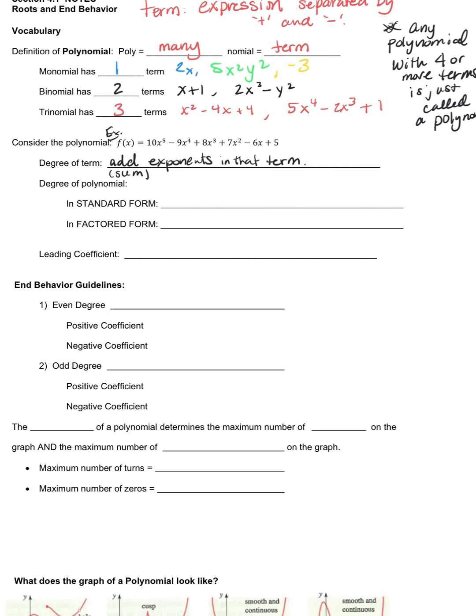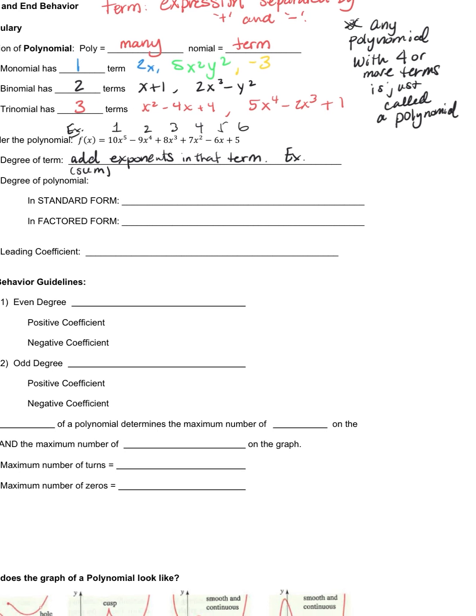So if we look at our example up here, we have terms, and it's in order. So this is term 1, term 2, 3, 4, 5, and 6. So we have 6 terms. For each one, we're going to determine what the degree is for each term. So for term 1, look, the degree is 5. I'm going to look at the exponent. There are no other exponents to add to it. So term 2 is 4. Term 3 is 3. Term 4 is 2.